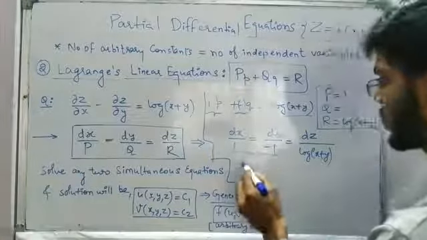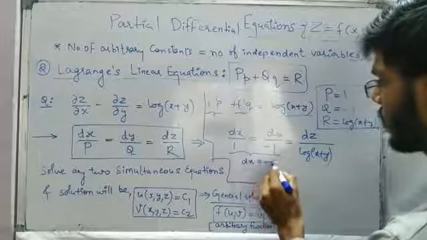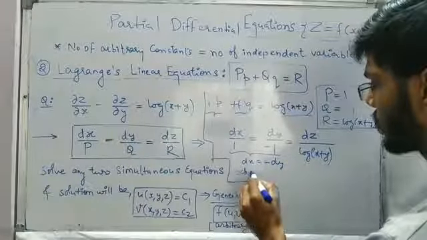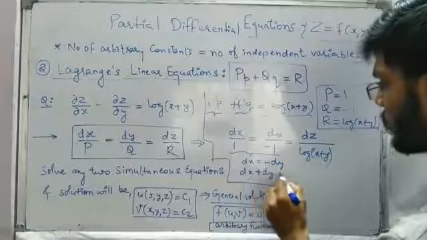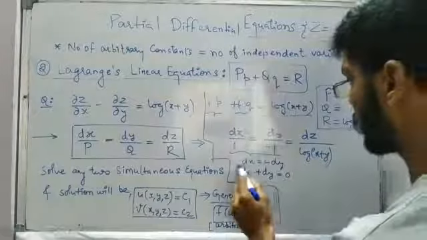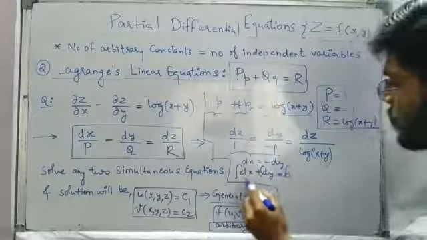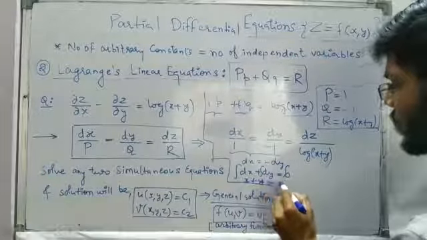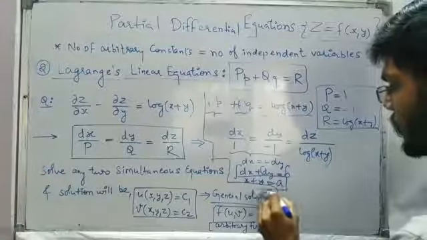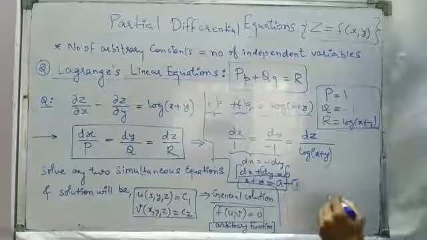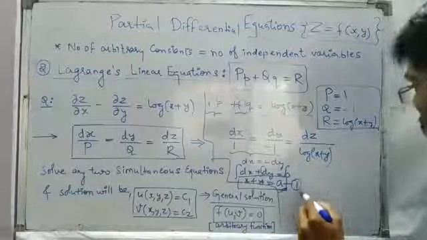So let us take this particular part, dx is equal to minus dy, right? So dx plus dy is equal to 0, and if you integrate both the sides, we are going to get x plus y is equal to c1. That c1 we are going to take as a. So this is going to be our one arbitrary constant.